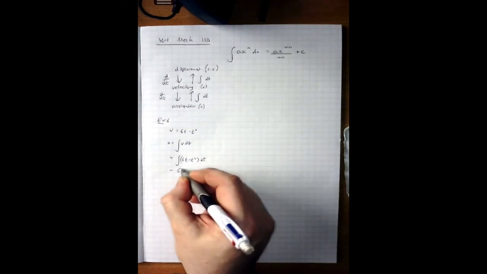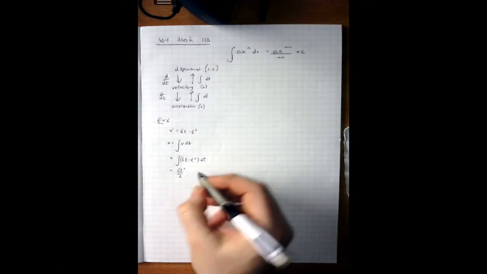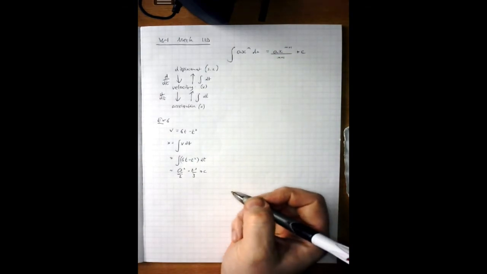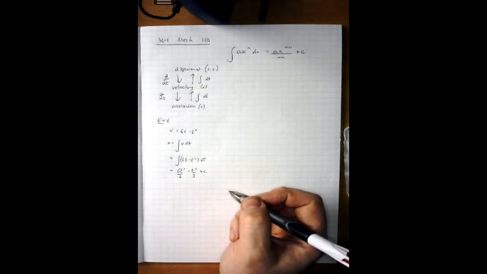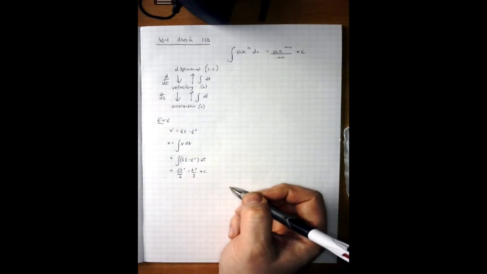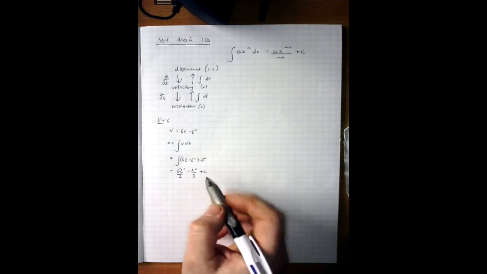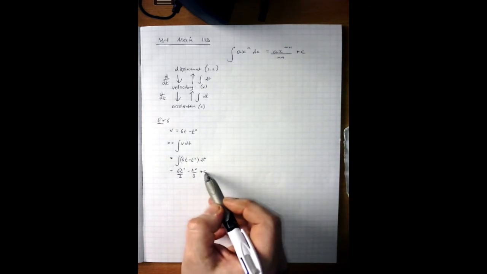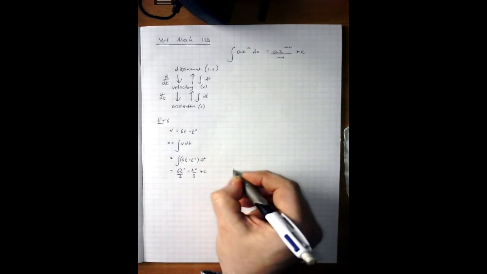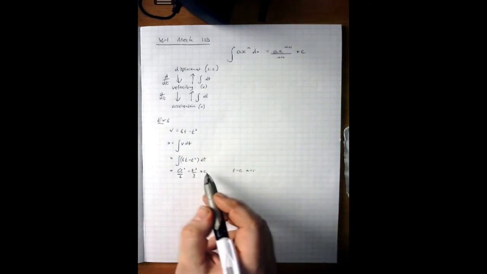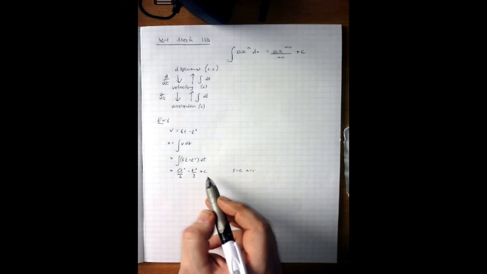Increase the power, 6t squared over 2. Increase the power, minus t cubed over 3. Not forgetting my plus c. Now it says at time t equals 0, the particle is at the point where x equals 5. They've told me that so that I can find my c. So t equals 0, x equals 5. I'm going to sub it in to find my c.